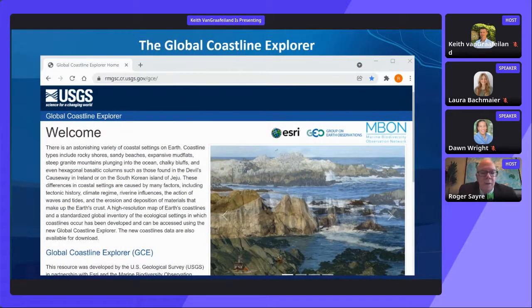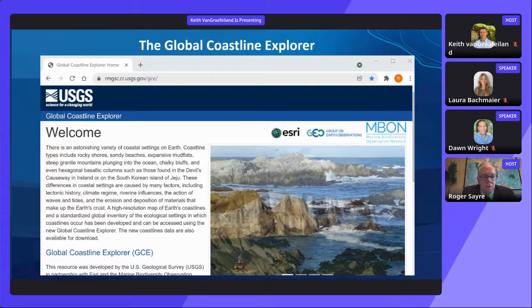Now, is there any easy way to explore the data? Is there a tool that allows you to kick the tires without actually having to buy the car and download all the data? Yes, there is, and it's called the Global Coastline Explorer. And you can see here the welcome page for the Global Coastline Explorer. It has an awful lot of pertinent information. And if you click the link there, you will go to the web map.